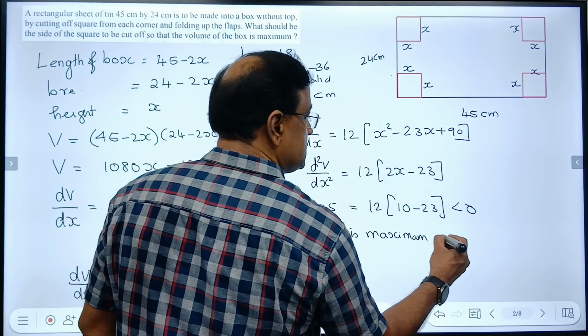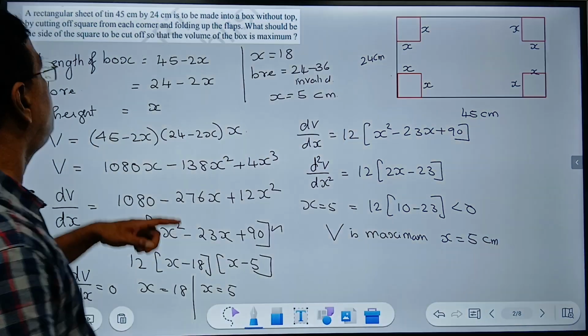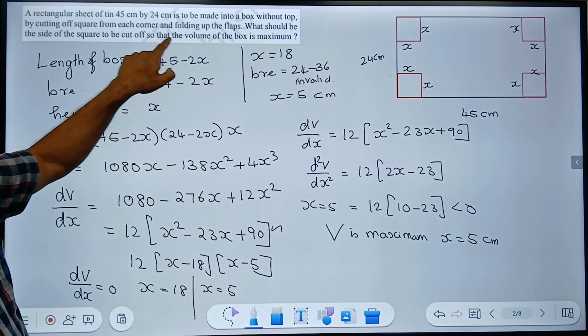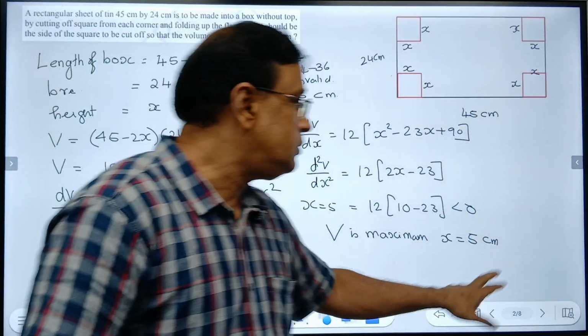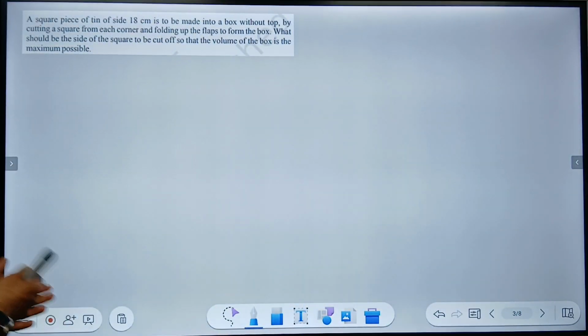The volume is maximum when x is equal to 5 centimeter. Isn't that what I have to prove? What should be the side of the square to be cut off so that the volume of the box is maximum possible? Okay, so it's a very important question. Now let's do a similar question, similar to the previous one.